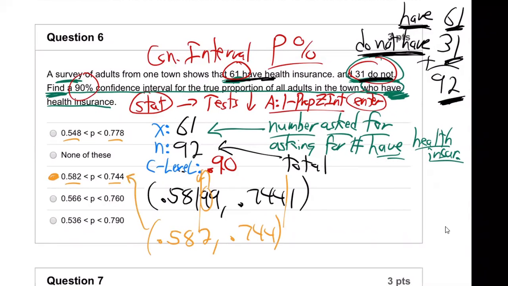Questions I can answer. Everybody see that then? I probably really confused you in the beginning. I hope it's making sense now. So 61 is the number that have, because that's what they're asking for. How many have? They could have asked how many don't, and they will sometimes. You just have to read the words. They're asking for how many have, and then the total is 92. There we go.